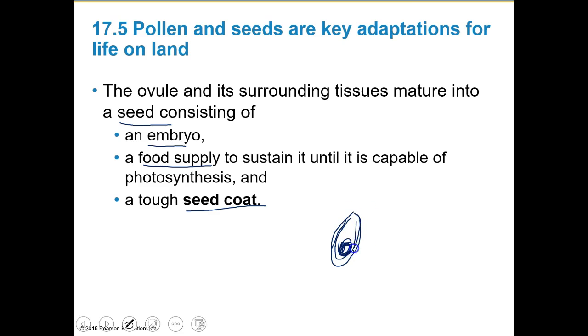Okay, there we go. Around the outside, there'll also be some food supplies, and then the total outside will have a seed coat. Probably could have used different colors, so let's try again here, now that I got my thing back together. So there's our embryo. Around here would be food, and then on the very outside is that seed coat.